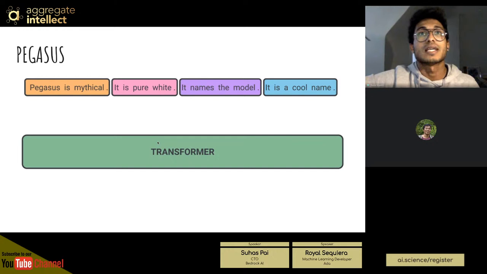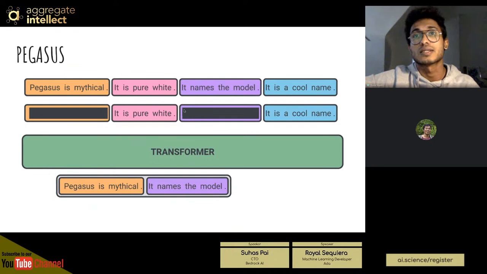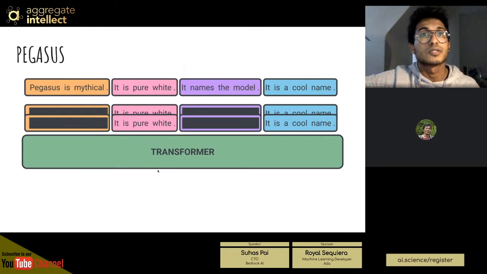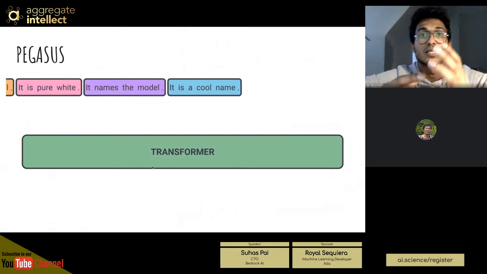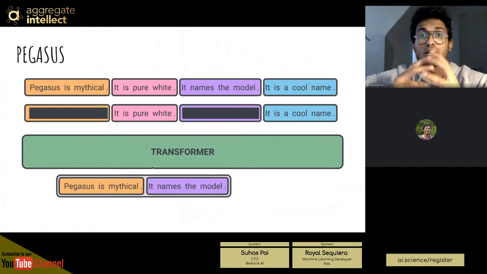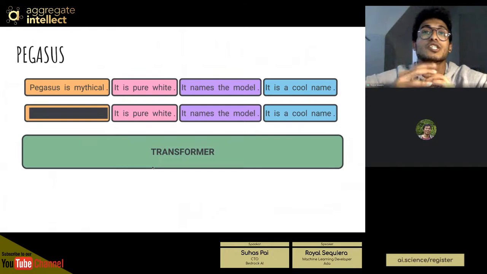So in this case, Pegasus is mythical, and it names the model: these sentences are masked, and the model predicts these sentences. So the idea here is that by masking the important sentences, and by making the model generate these sentences during the pre-training step, the model learns to aggregate information based on whatever is available, and thereby learns the relationship between sentences and also gains an ability to generate.